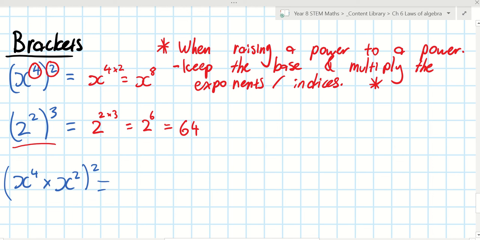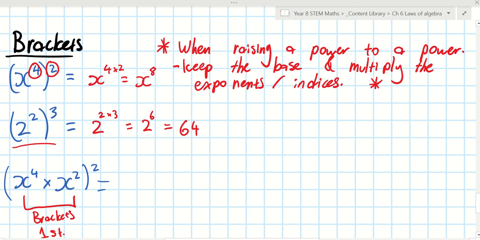And then for the last one, this is where it gets a little bit more difficult because there's a few extra rules that apply. So for this one, we actually have to solve inside the brackets first, just like BEDMAS. So I'll write that there. Brackets first.